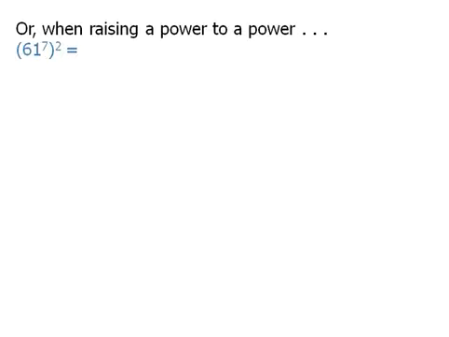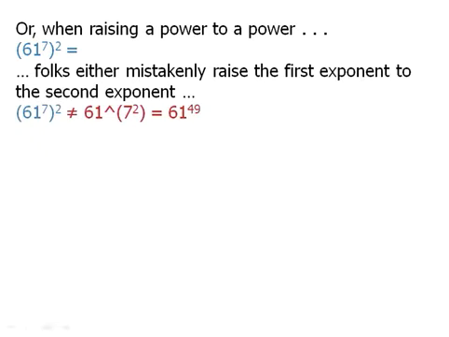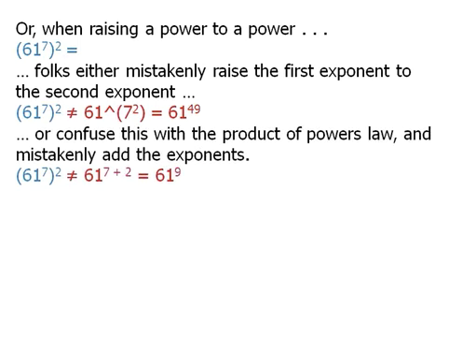And this is a really good one, raising a power to a power, because there are all kinds of mistakes people can make. Either they mistakenly raise the first exponent to the second exponent, so that's one kind of mistake people can make. Another kind of mistake is they confuse this with the product of powers law, and they mistakenly add the exponents. So that's another kind of mistake people can make. And of course, what you're supposed to do here is multiply the two exponents. So 61 to the 14th would be the correct answer.